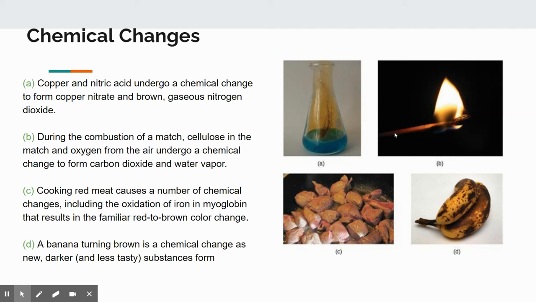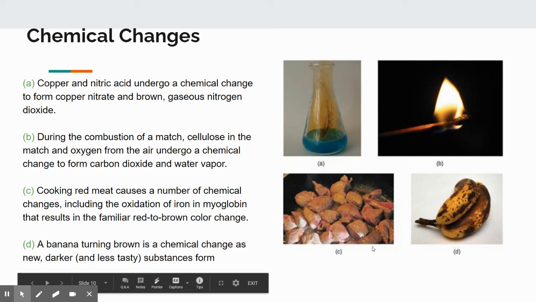In combustion, if you're combusting a match, right, in the match here, there's cellulose, right? That's wood, and that is being combined with oxygen, and then it's forming carbon dioxide and water vapor that are flying away, and you're left with less match afterwards because the cellulose was converted into carbon dioxide and water. Okay, and there's some other examples here: cooking meat, bananas turning brown.